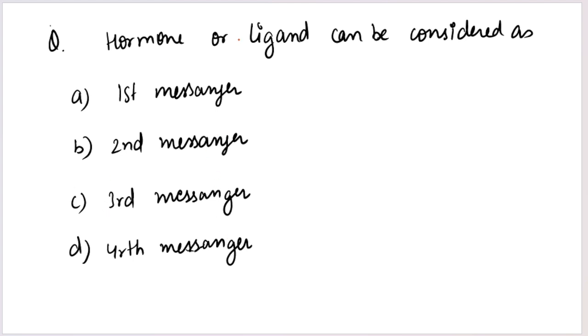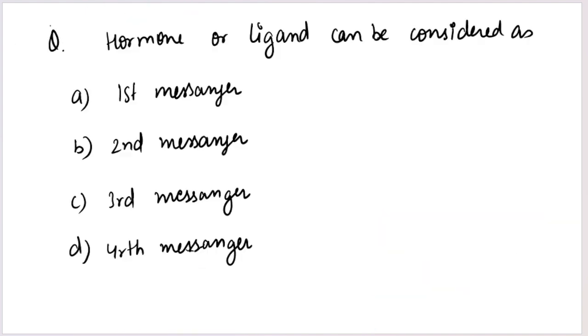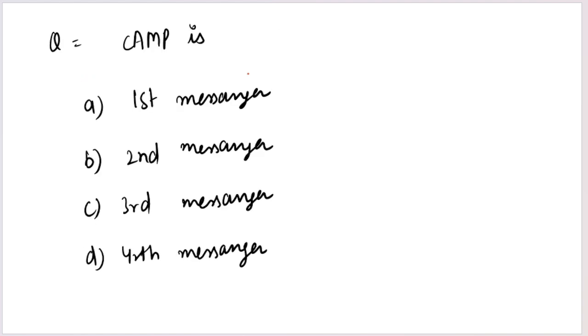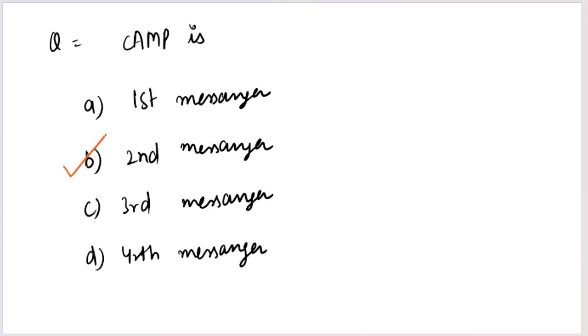Next, hormones or ligands can be considered as first, second, third, fourth messenger. Hormones or ligands carry the first part of the signaling pathway, meaning they activate the signaling pathway by binding to the receptor site. So they are the first messenger or primary messenger. Next, cyclic AMP is first, second, third, fourth messenger. Cyclic AMP carries the second part of the signaling pathway. So it is the secondary or second messenger.